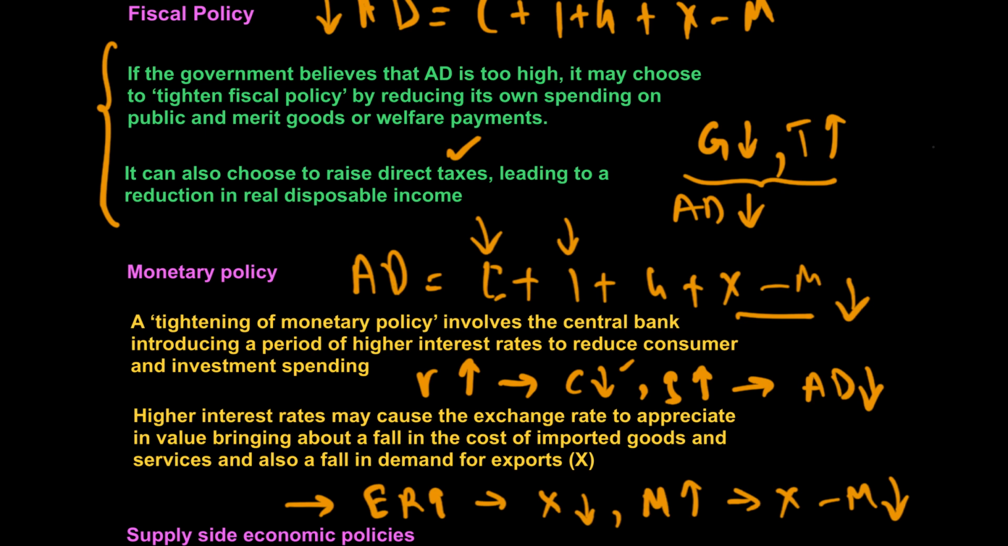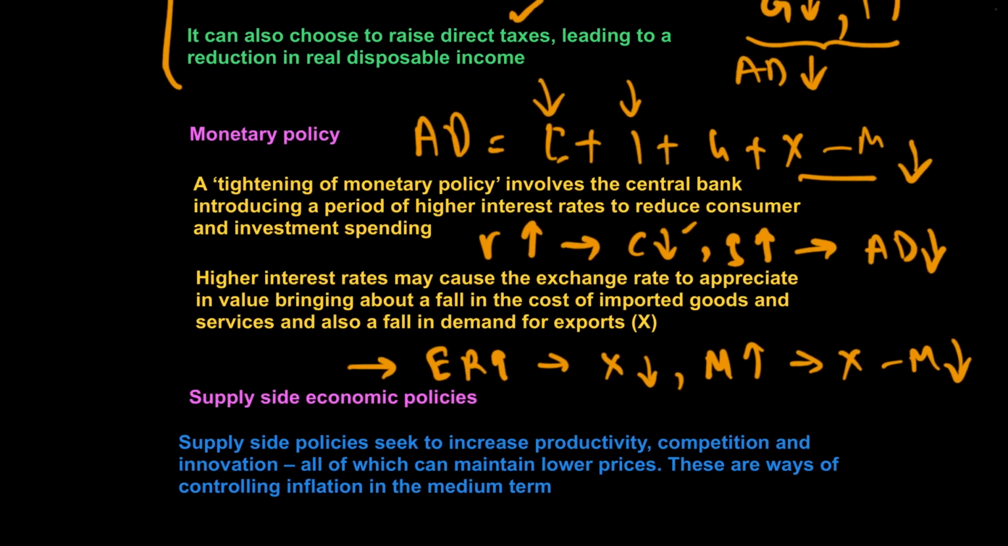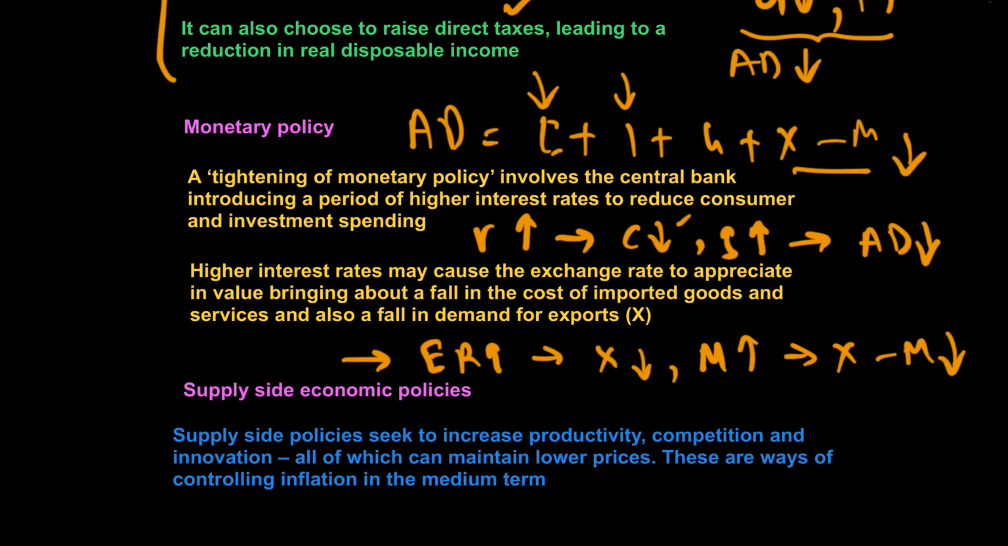Now, let's move on to our next part, which is what we call supply side policies. We say supply side policies are policies designed to increase productivity, competition and innovation, all of which we say can lower prices. So we're making the aggregate supply curve shift to the right, and that's a way to control inflation in the medium term. And these policies, we've discussed this in detail in another video, are all trying to make the economy more productive, more competitive, and make prices go down, increasing the business functioning of an economy.